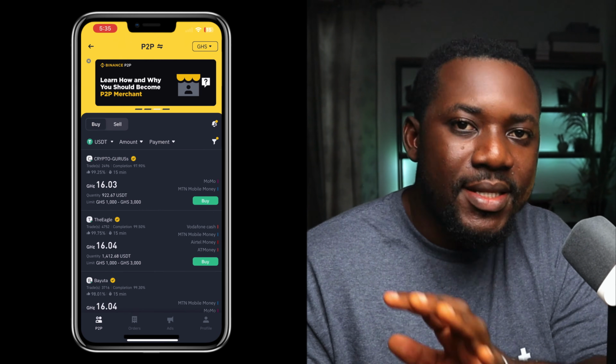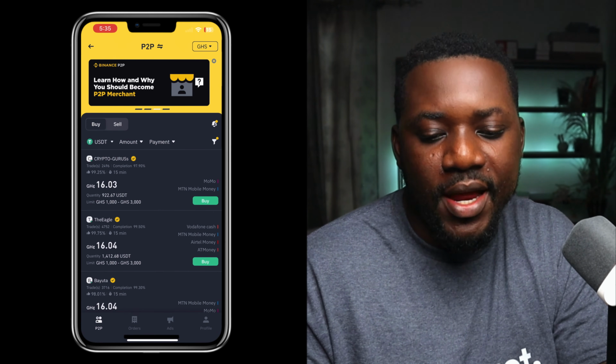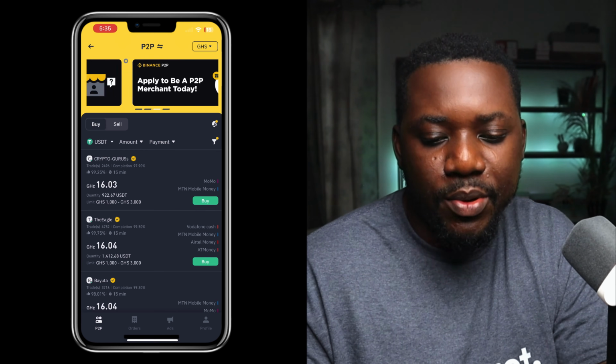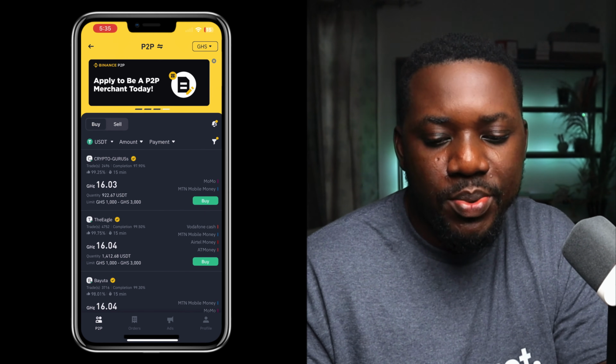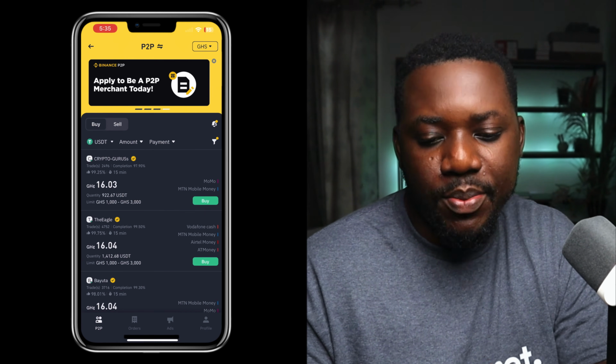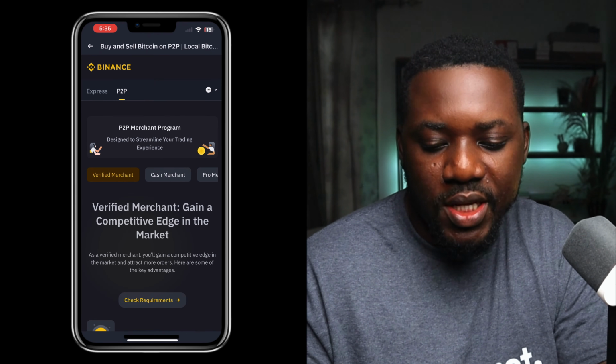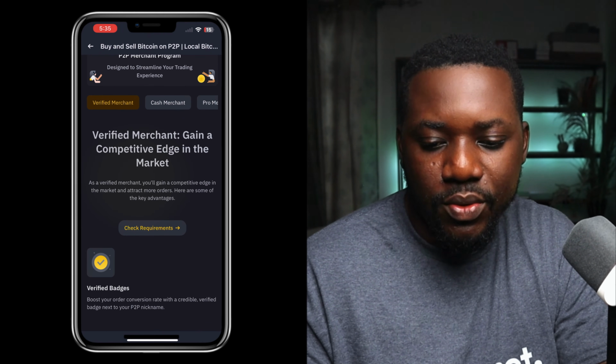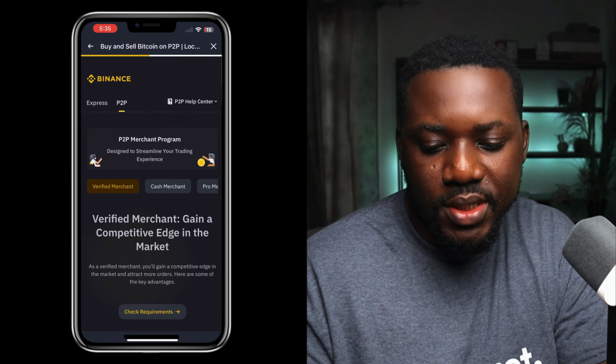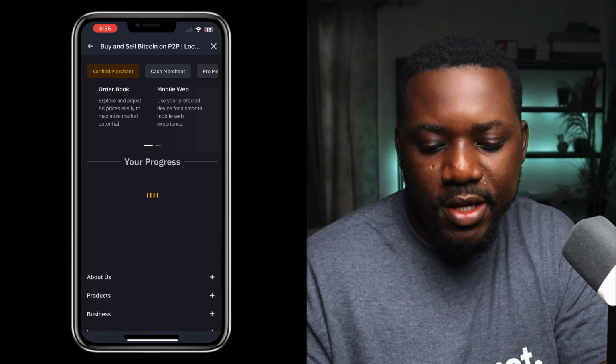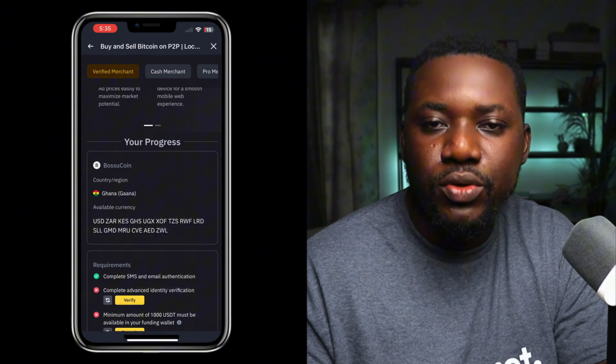Now, for you to easily apply to become a verified merchant, you can just tap on here, apply to be a P2P merchant today. You just tap on that. Then over here, you tap on check requirements. Wait for it to load so we see the requirements. Right now, it's going to analyze your account and then tell you your progress.